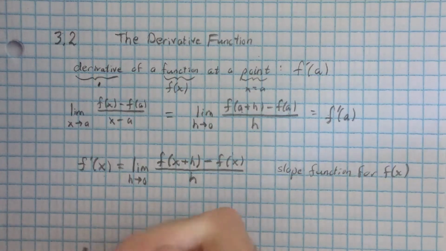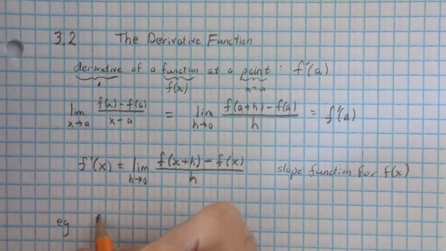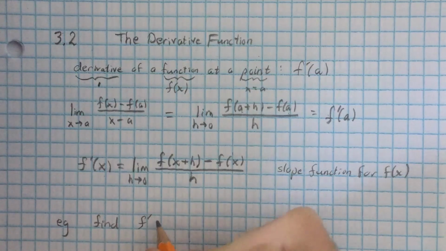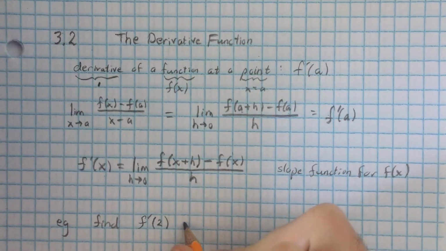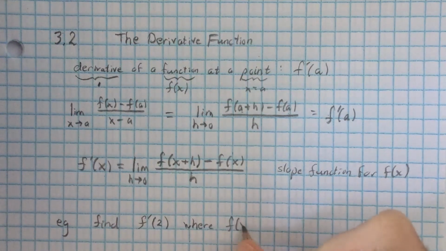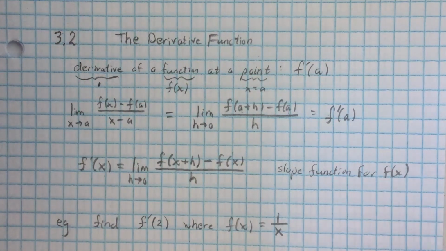Let's take a quick example. Let's say find f prime of 2, where f of x is the reciprocal function 1 on x.